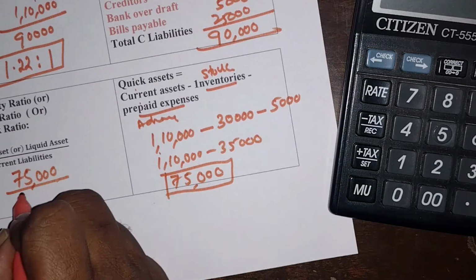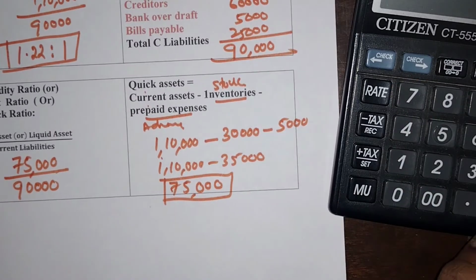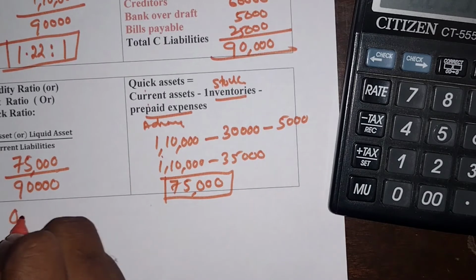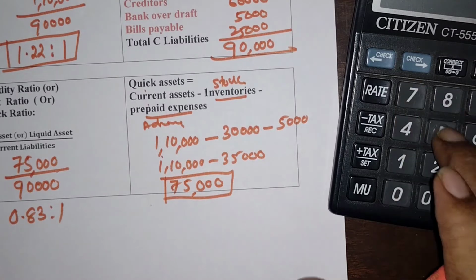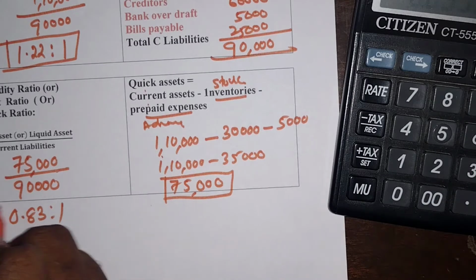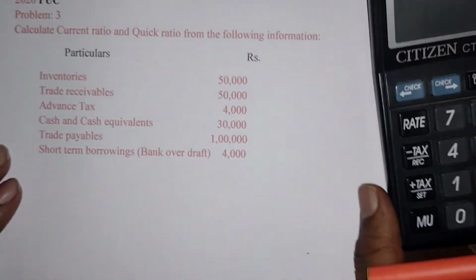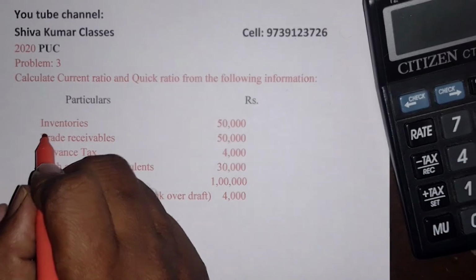So my liquid asset is 75,000, divided by current liabilities 90,000. So 75,000 divided by 90,000 is equal to 0.83 is to 1. This is problem number 2. In the same manner, during 2020, one more problem has been asked.